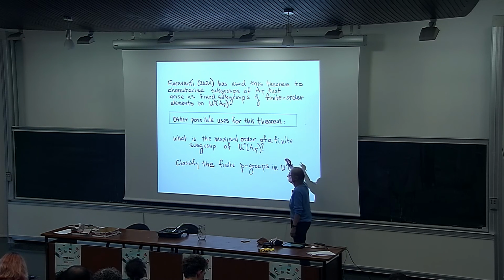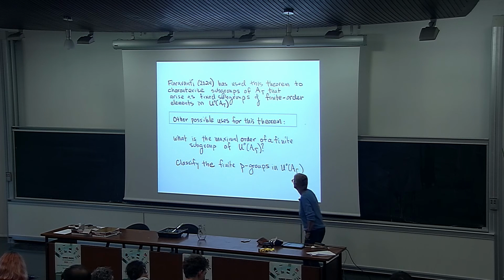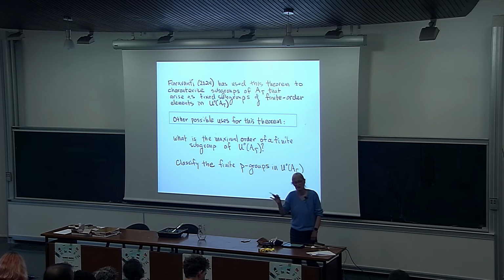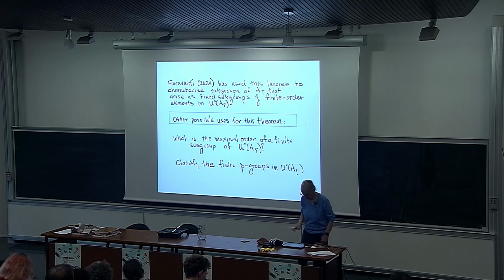So maybe you can answer the same sort of questions we could for Out of Fn. What's the maximal order of a finite subgroup of U0 of A gamma? And maybe you can classify the finite p-groups in U0 of A gamma using the idea that if there is one, it's realized on one of these gamma complexes. So as long as you understand what a gamma complex is, which I realize may take a little work. You might try to do that.